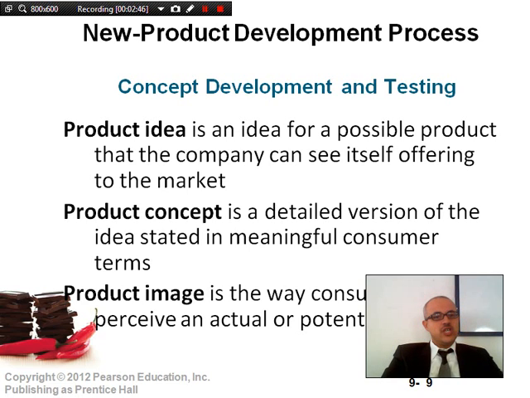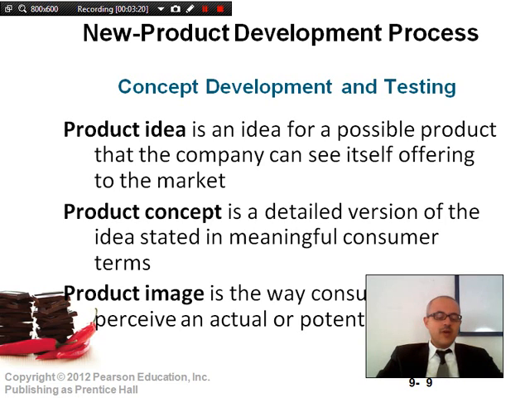Which is you get the product idea for the possible product that a company can see itself offering to the market. Can you imagine the first ever time they made a touch phone, this iPhone, when they were actually thinking about it and how they would make it? It wasn't easy because they needed to actually make one and test it and see if this is a possible product idea.